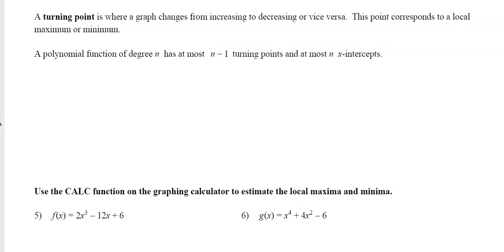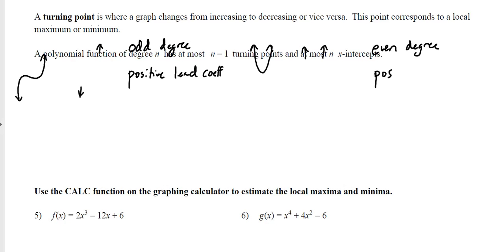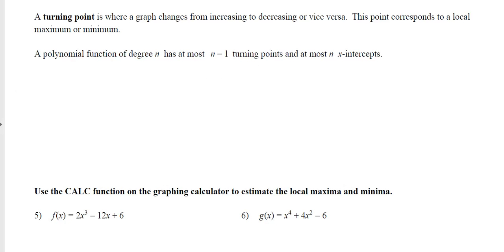Now, a turning point is where a graph changes from increasing to decreasing or vice versa. This point corresponds to a local top or a local bottom, aka a max or a min. So then we have this kind of rule here that says a polynomial function of degree n always has at most one less than that turning points, and at most that many x-intercepts.